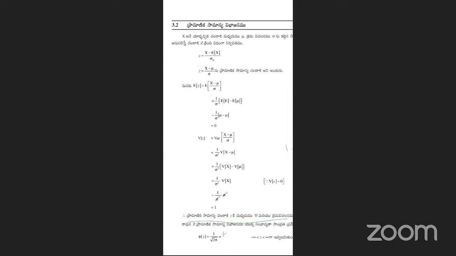Say z equal to x minus mu by sigma. The expectation of z is, you will get 0. Variance of z is 1. This we have proved. Where z is x minus mu by sigma, expectation of z is 0. Variance of z is 1. This is very, very important. One cannot skip this. This step is very important here.